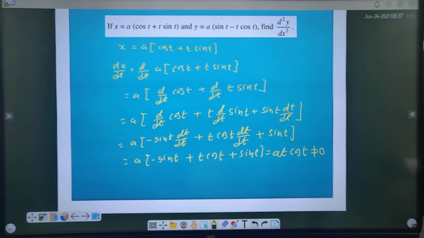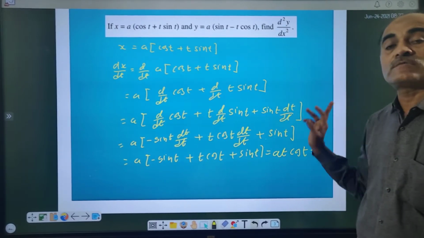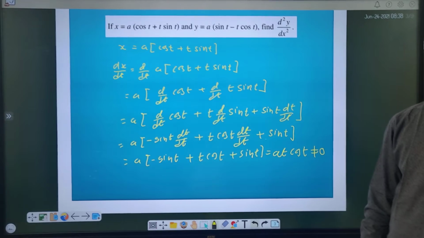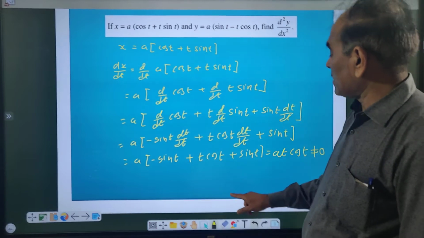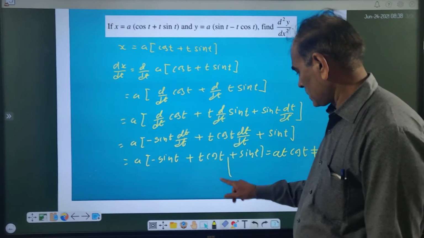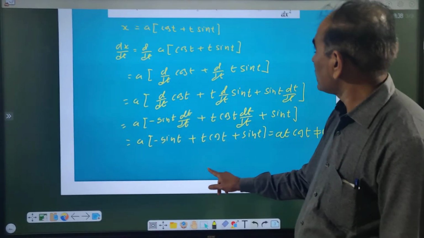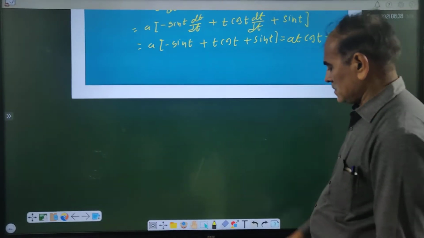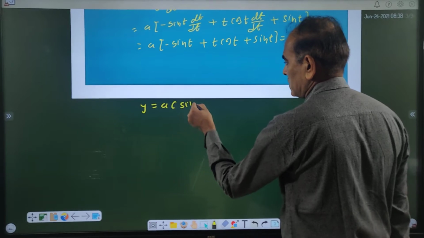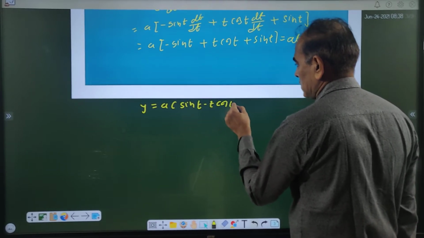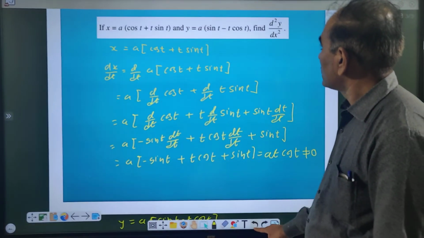Remember, whenever a parametric form is there, the derivative of x with respect to the given parameter should be not equal to 0. Mention that; we need to mention this thing. Now what is y? y is a of sin t minus t cos t. Yes or no? Yes.